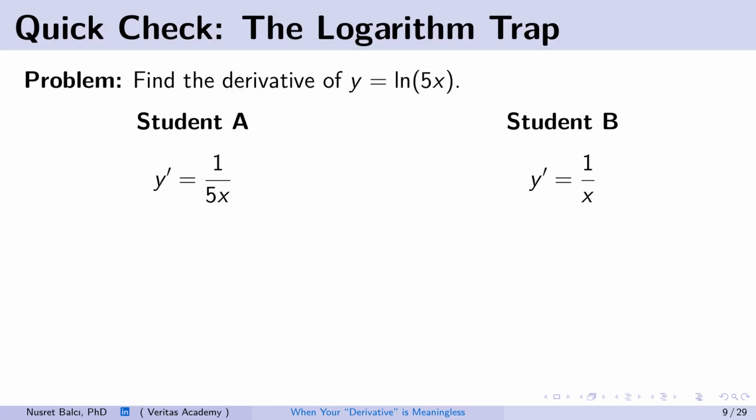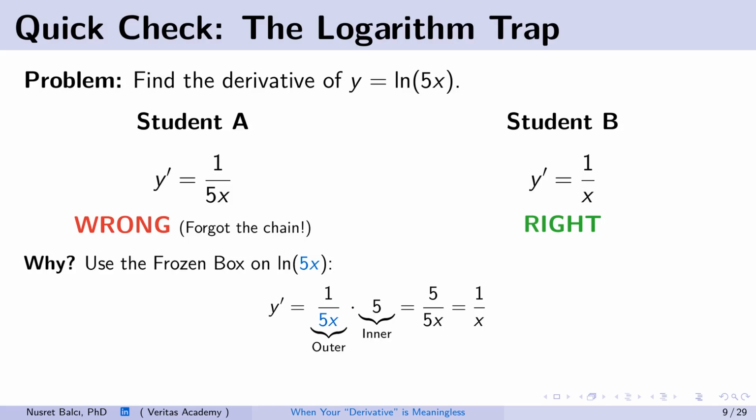Let's verify our understanding with a classic trap. Find the derivative of natural log of 5x. Student A blindly applies the log rule and gets 1 over 5x. This is incorrect because he ignored the chain. Student B gets 1 over x, and this is correct.